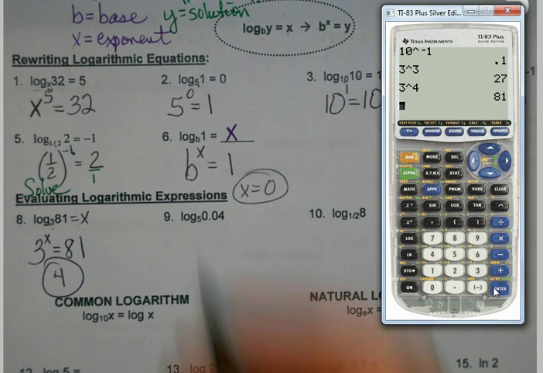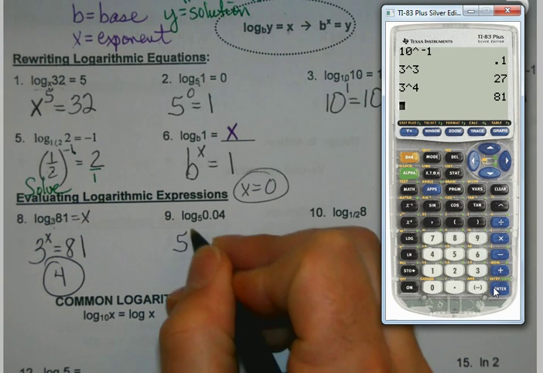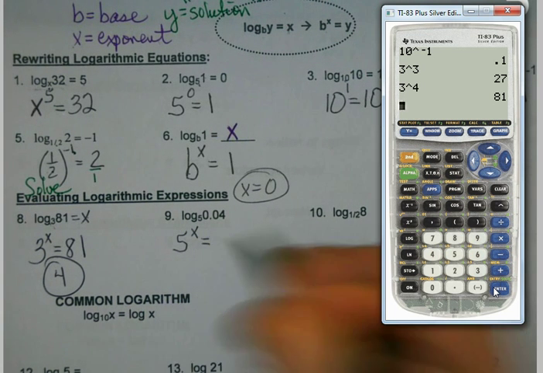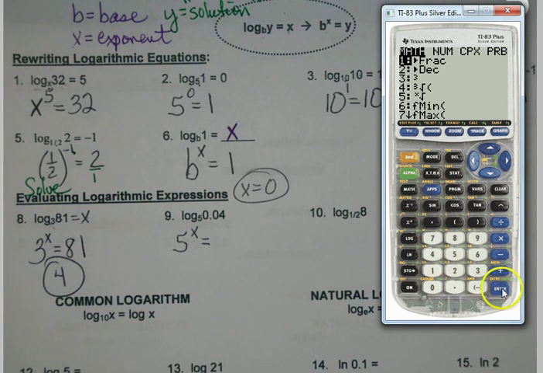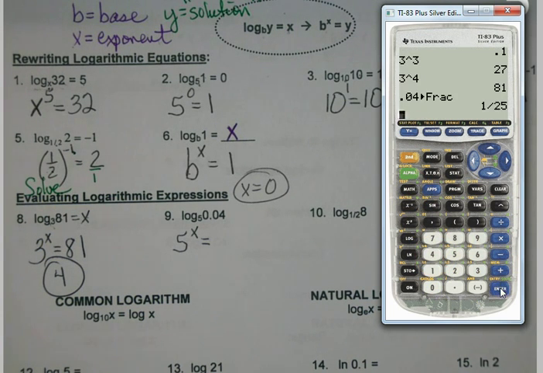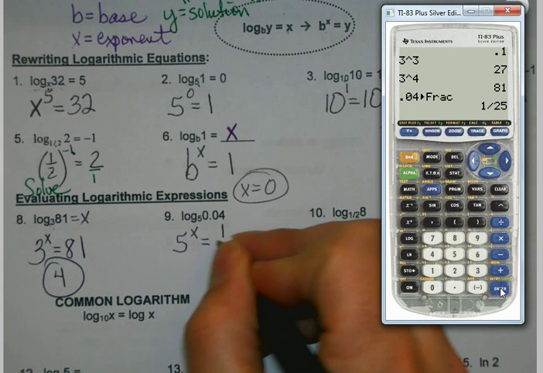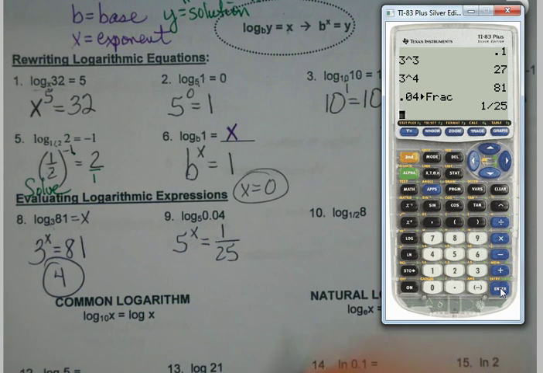So you're like, wait, so 5 to some power equals 0.04, what? Okay, let's clean this up. This is why Harty always says he hates decimals. What if I look at 0.04 as a fraction instead? So let's do math enter and see if that makes this any easier. Okay, 1/25.